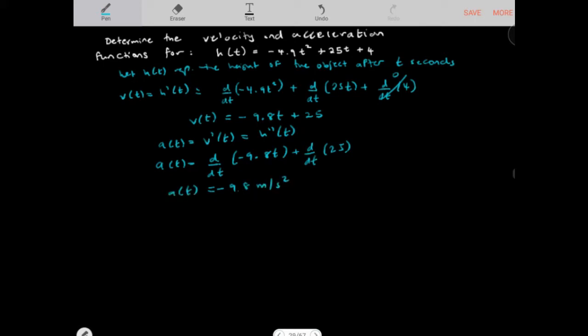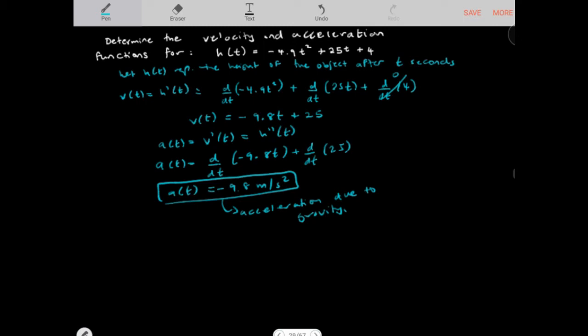The relevance of this is that this is actually the acceleration due to gravity. If you ever take physics, you'll actually see this constant being used, right? All objects on the Earth, when they fall back to the surface of the Earth, accelerate at this magnitude, that 9.8 meters per second squared. Negative just implies that it's going down, right?